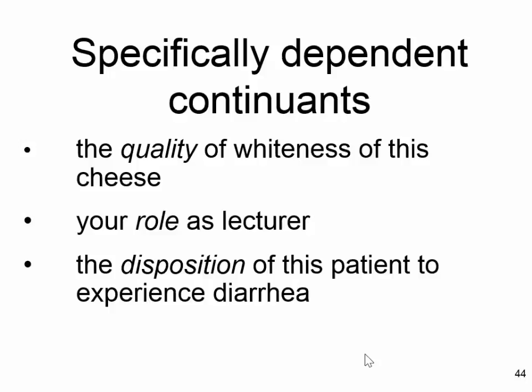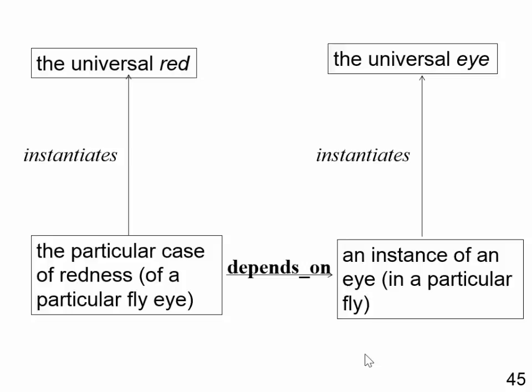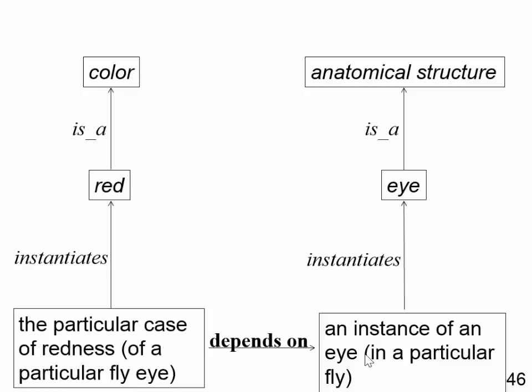Now, somewhat more complicatedly, you're examining flies, you're looking at fly eye phenotypes. So you see an instance of an eye in a particular fly, and that instantiates the universal eye, and you see that the eye is red. So you see a specific case of redness in this particular eye, and that instantiates the universal red. And then red is a color, and eye is an anatomical structure. So when you see an eye, you also see an instance of anatomical structure. And when you see a redness, you also see an instance of color. So instances inherit through the taxonomical hierarchy of the ontology.